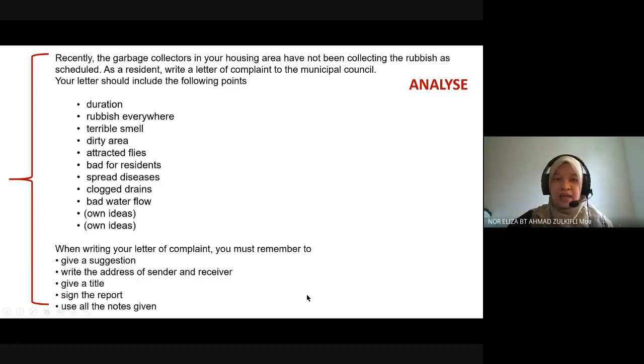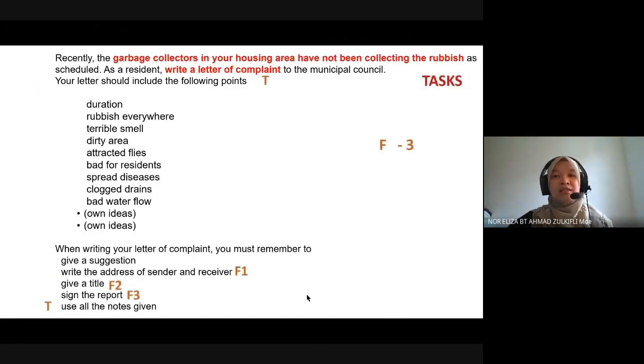Okay, this is A. And then you do your T. T is when you identify the task. In every question, you can have one task, you can have two tasks, you can have three tasks, and even four. When I say this, please remember, you will be highlighting this. You'll be underlining garbage collectors in housing area have not collecting the garbage. You have to write a letter of complaint. This is task number 1, no doubt. And this is task number 2. You have to use all the notes given. These are the notes given to you.